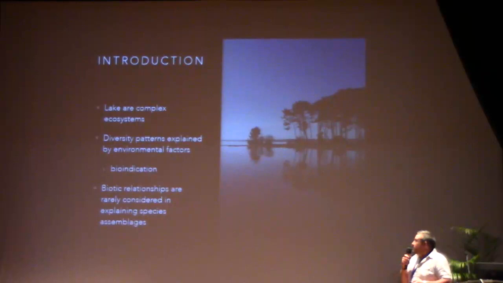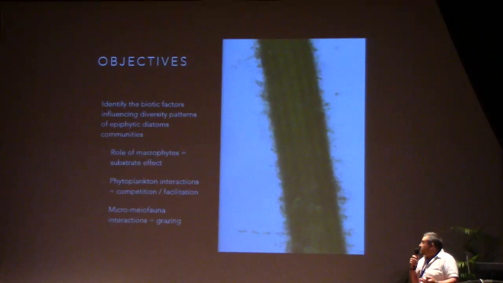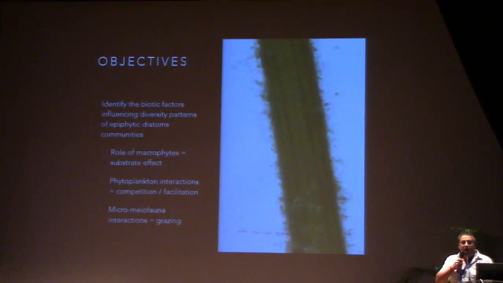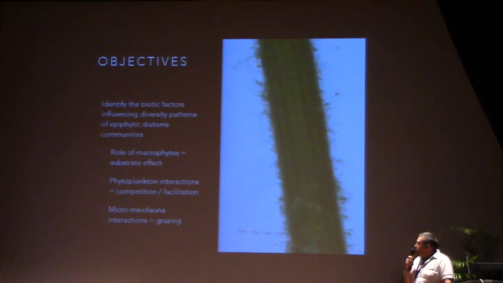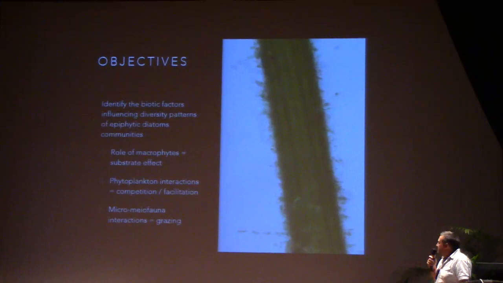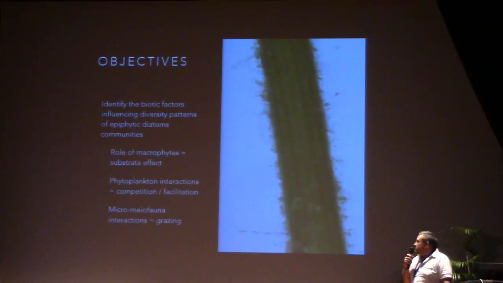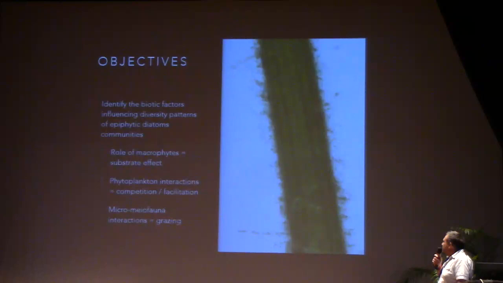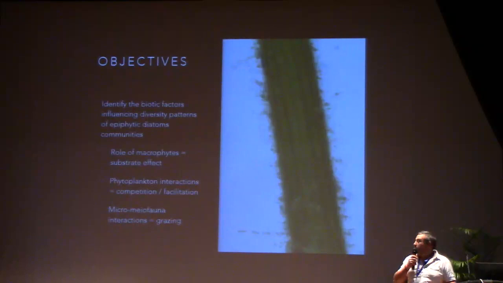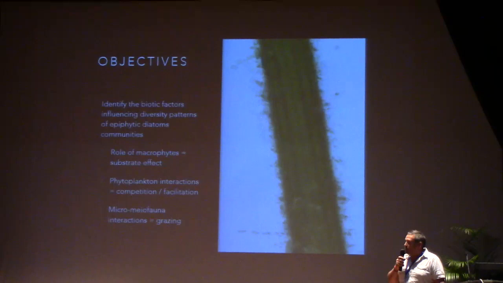So the objective of this study is to identify the biotic factors which influence the diversity patterns of epiphytic diatom communities. And we will more precisely focus on 3 points. The first is the importance of macrophyte species as a substrate effect, because there is a small debate about the neutral effect of macrophytes or whether it is non-neutral. Another point is the interaction with phytoplankton communities, with a focus on competition and facilitation. And another point is the influence of predation by micro-meiofauna.